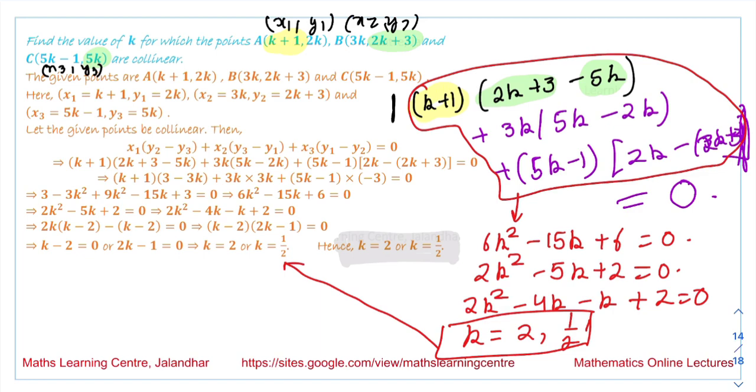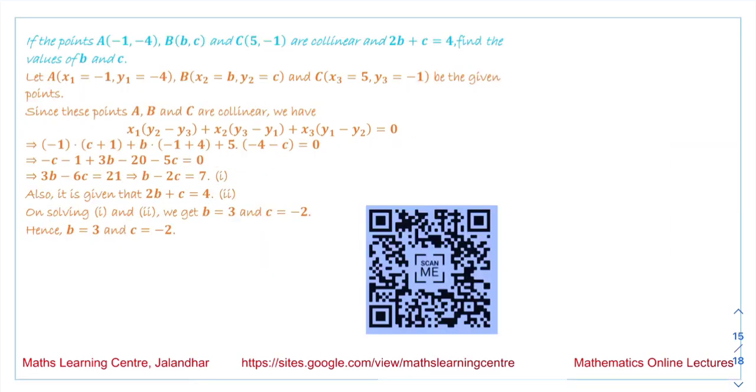Now next we have, if the points A, B, C, these are the 3 points given to us, and these 3 points are given to be collinear. Further, it is given that 2b plus c is equal to 4. We have to find the values of b and c.